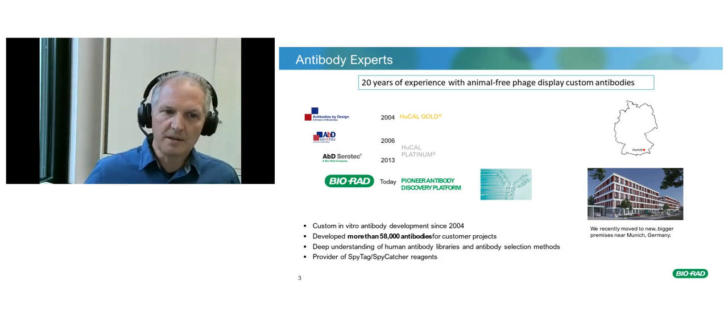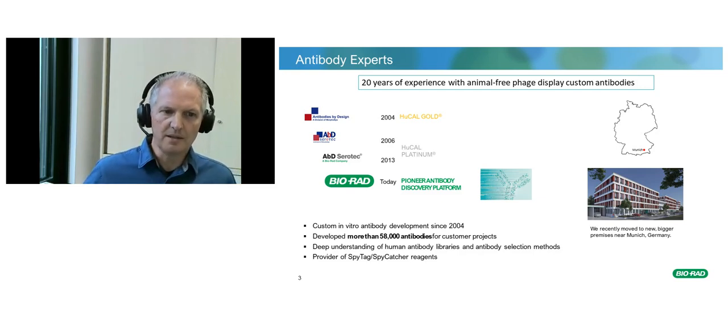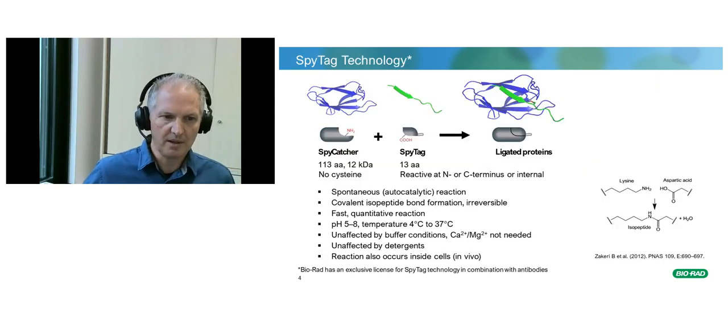So basically, the site in Munich was founded about 20 years ago. So we are focused on the custom antibody generation for our customers by phage display. And since then, we have developed more than 60,000 different antibodies. So basically, we have a very deep understanding of human antibody libraries and antibody selection methods. And for the last about 4 years, we also are a provider of SpyTag and SpyCatcher reagents.